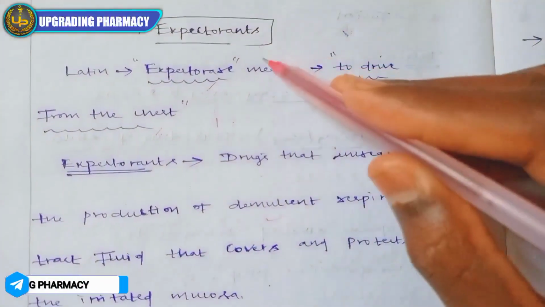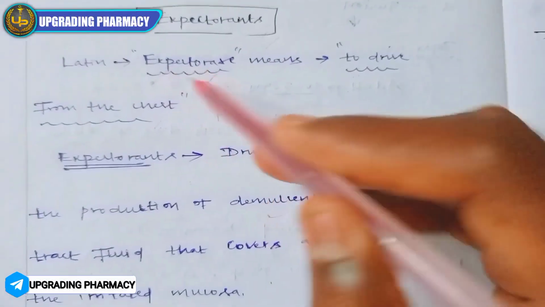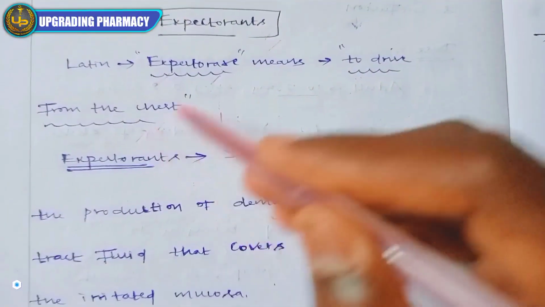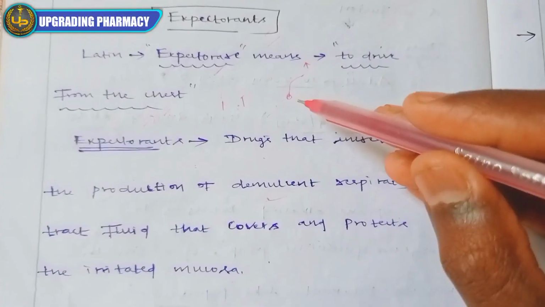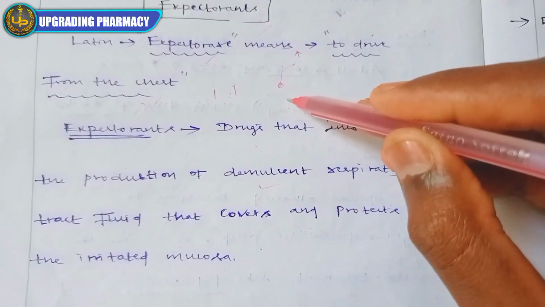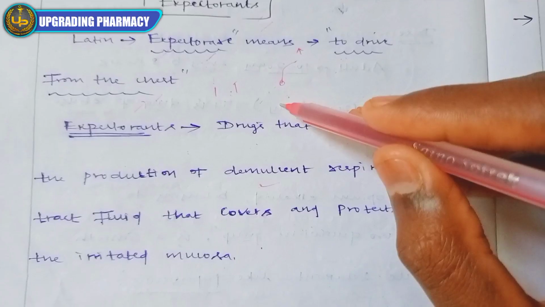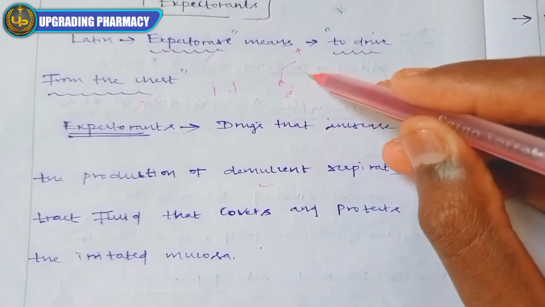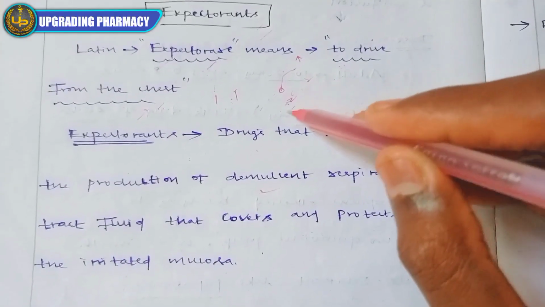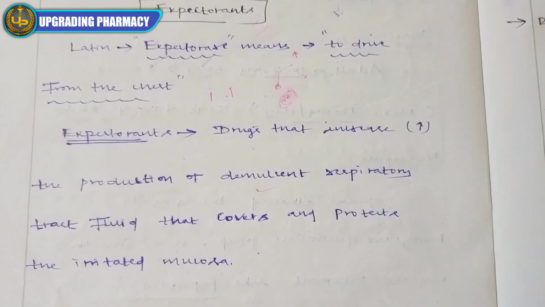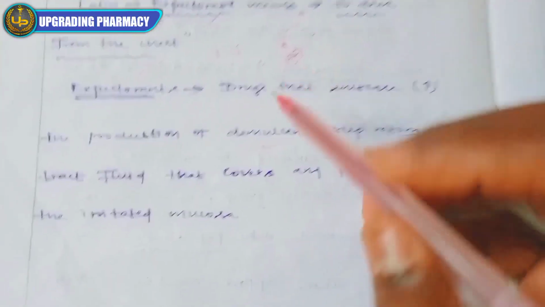So first, expectorants. Expectorants, in Latin, expectorare, means to drive from the chest. The chest means the respiratory tract, that is, the lungs. So if any foreign substance or material is present in the chest or lung region, expectorants expel that foreign material through the nose. By this action, these irritant substances will be expelled, so the cough will be suppressed. That is the action of expectorants.